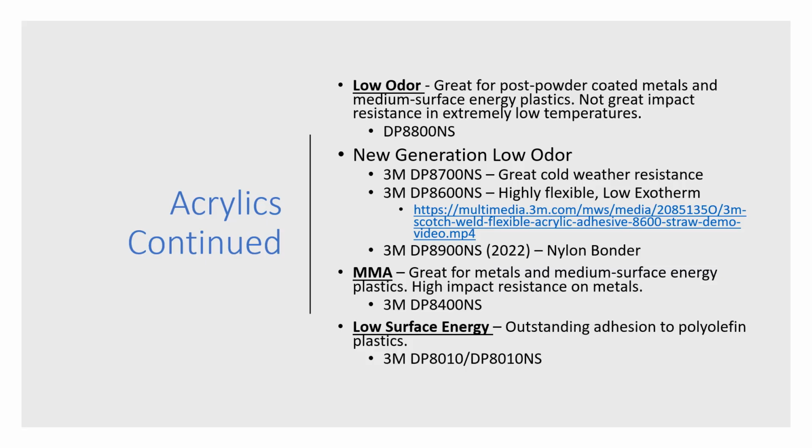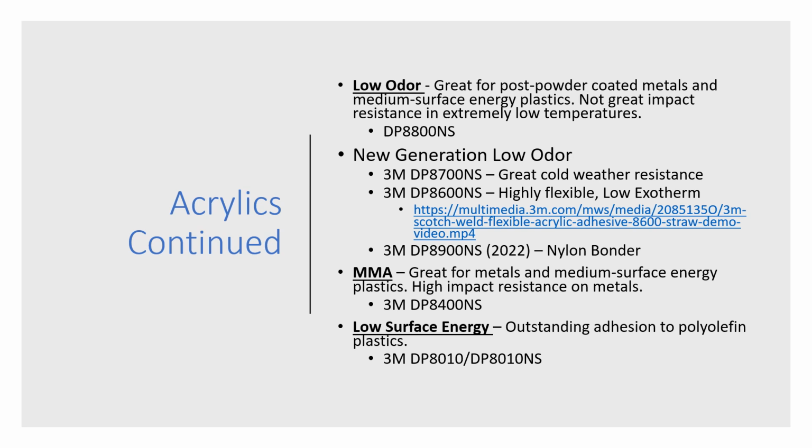3M has a couple different families under their acrylic structural adhesive umbrella. You have your low odor, the 3M DP 8800 series. This is an older technology. It was the go-to for post powder coat metals. So for sticking to a powder coat metal, this was 3M's old go-to, but it kind of fell short because it didn't have great impact resistance in extremely low temperatures. So I think in the future, 3M is going to slowly phase this product out. And that's why they introduced this new generation low odor acrylic adhesive series.